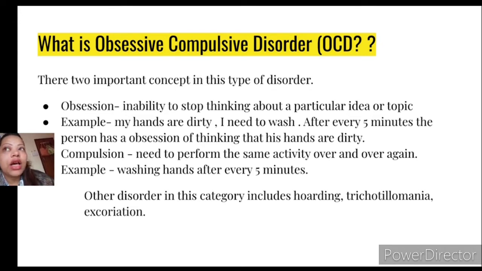OCD can also be found in a person with counting of money. Or when a person goes out of his house, he will check the lock 10 times before leaving. Again he will come back, again he will check whether he has locked it properly or not. Again he will go, again he will come and check. So this kind of disorder is known as obsessive compulsive disorder, which is repetitive, where a person every time thinks about a particular topic or idea, and actually he does that. That is known as compulsion.